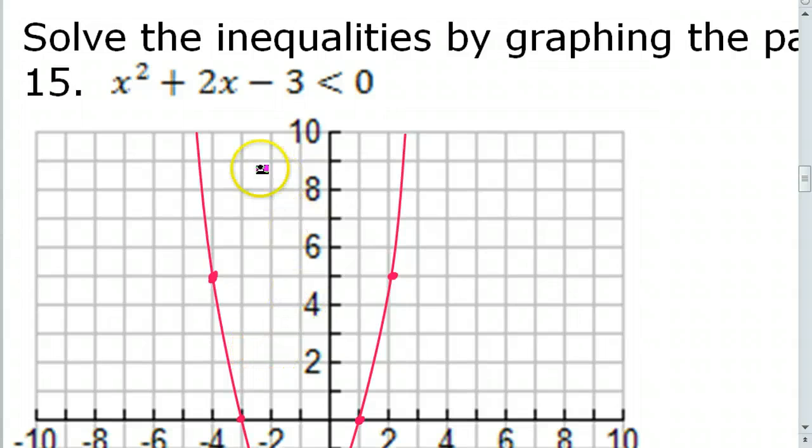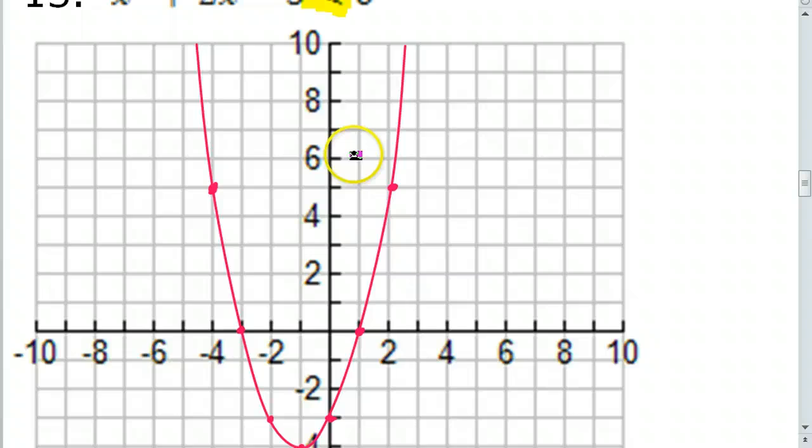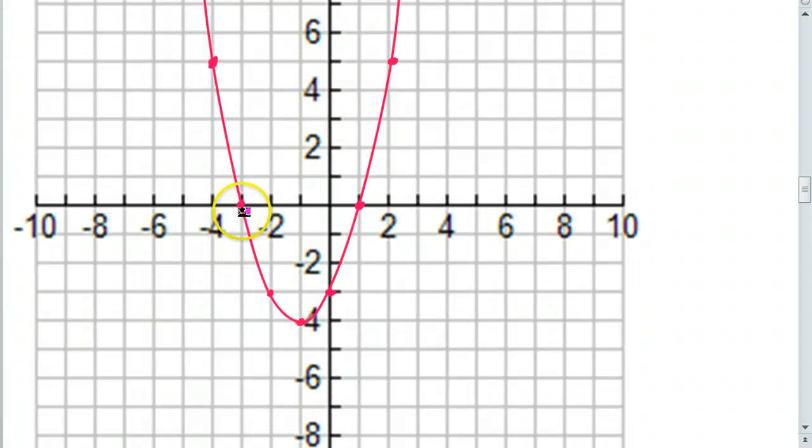Leah, am I going to highlight the part of the parabola that is above or below the x-axis? Below, because this symbol right here is a less than sign. That tells me below the x-axis, below 0. So that means I'm going to come here and I'm going to highlight the part of the graph that's below the x-axis. Okay?